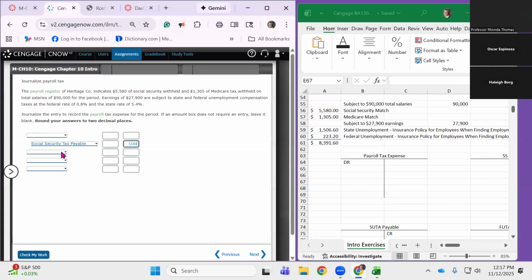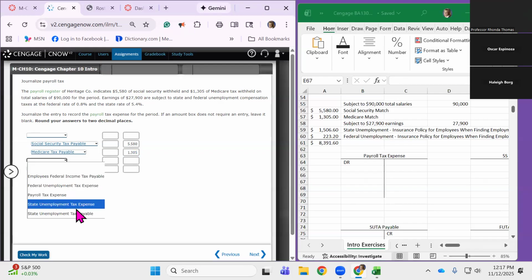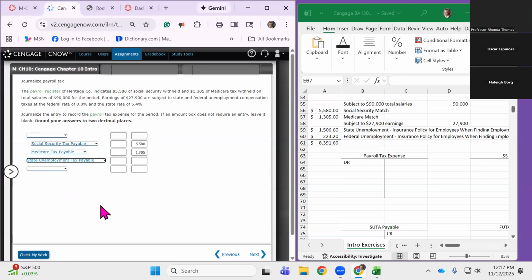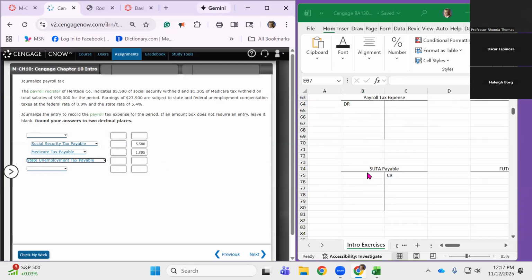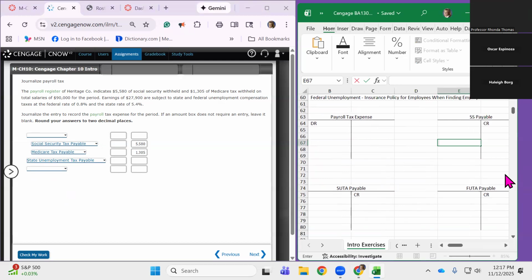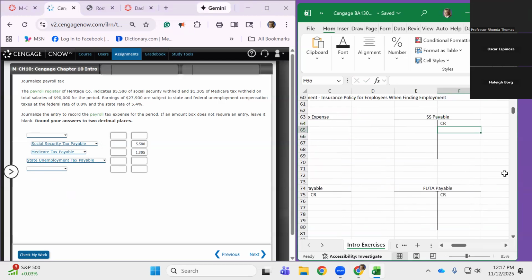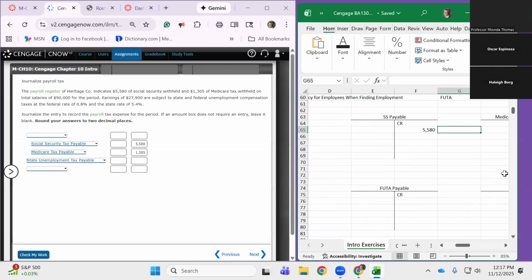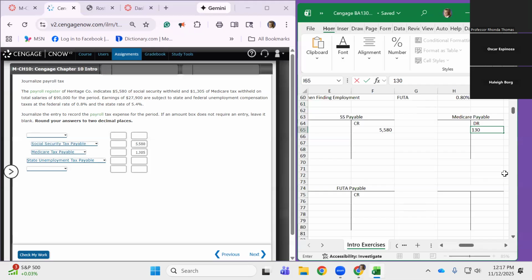So we're putting that in the payable. And then we're going to put this in Medicare tax payable, the amount that we figured, $1,305. And then let's go get the state unemployment tax payable, which we called SUTA. Let me go ahead and put these numbers in here. So this is $5,580 that we're putting in the payable and $1,305 in Medicare payable.